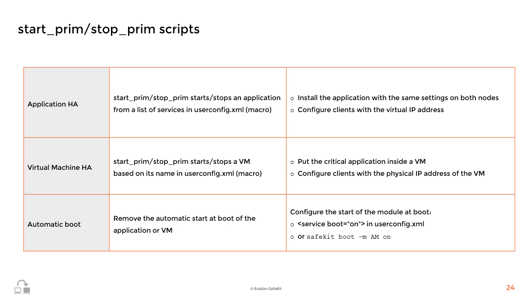Next, let's discuss high availability at the virtual machine level. The start prim and stop prim scripts are used to start and stop a virtual machine.